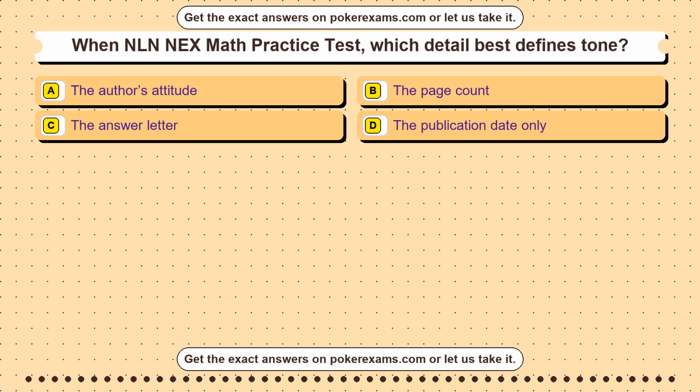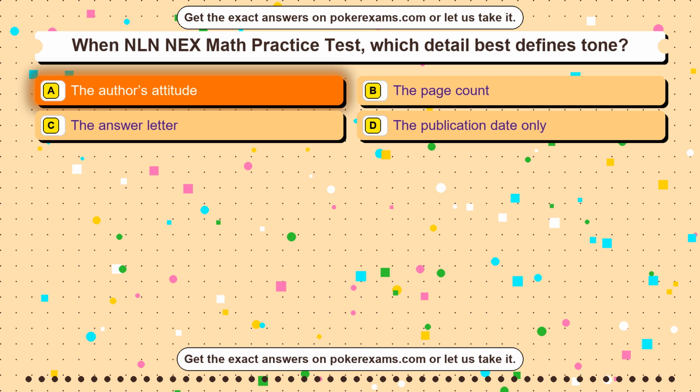Question 9. When get inference practice, which phrase best describes supply and demand? Option A. How price and quantity interact. Option B. How planets orbit. Option C. How cells divide. Option D. How sentences combine. The correct answer is option A. How price and quantity interact.